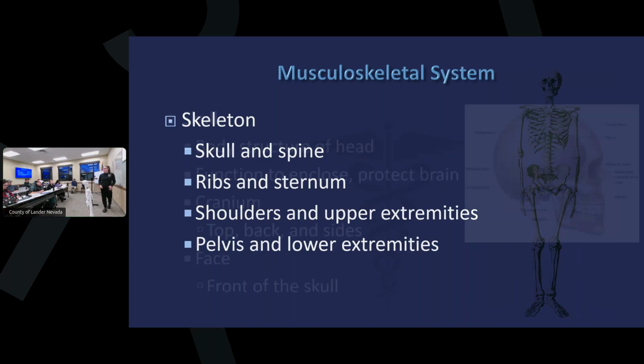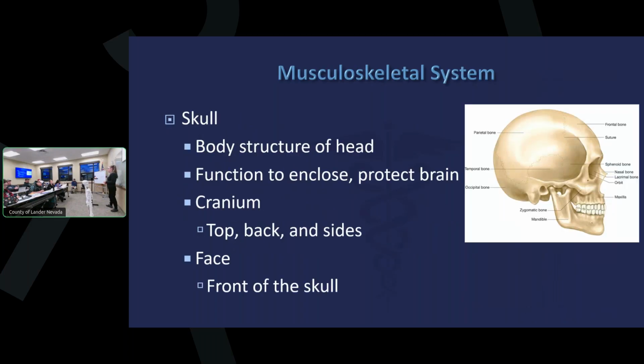So our body structure of the head, skull. This came right out of your book. On your little handouts that I gave out earlier, it's this picture. The answers are in the book. So it protects our brain. It encloses. We have our little fissures here that close within 2 years of being born.